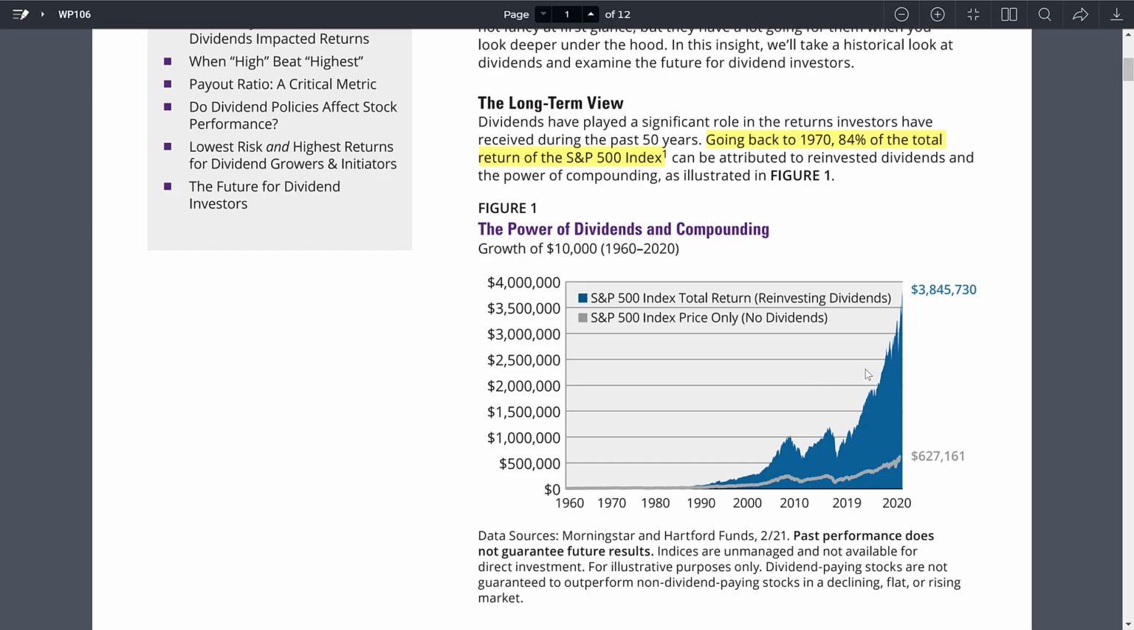Just look at this example right here. If you invested $10,000 with no dividends, you would have gotten 627 grand, which is still a lot of money. But if you would have used your dividends and reinvested those, you would have gotten 3.84 million, pretty much $3.85 million, which is incredible stuff.